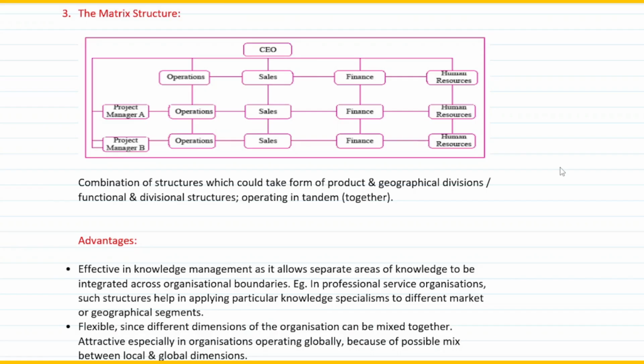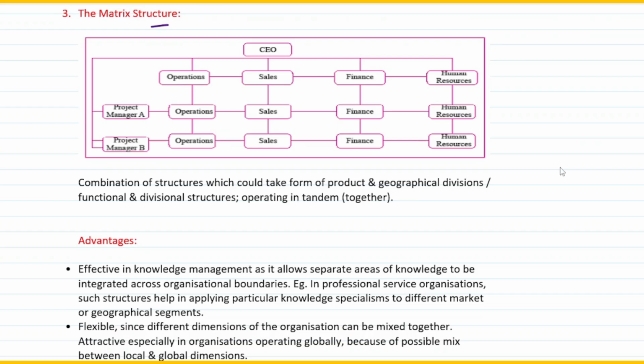Hey CMA buddies, let's today continue with chapter 10.2, or rather module 10.2. In module 10.2 we have already started with 5 basic structural types, and out of that we have already discussed 2 structural types: one is the functional one and the other one is multi-divisional. We'll continue with the third one, which is the matrix structure.